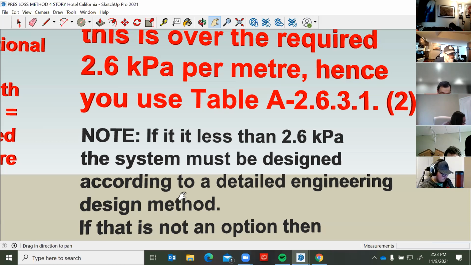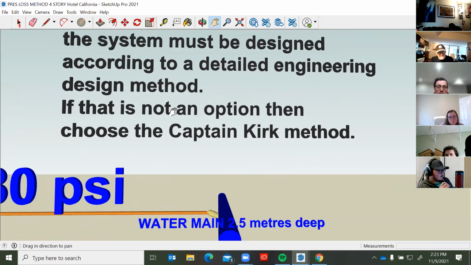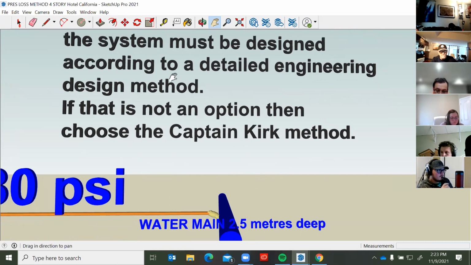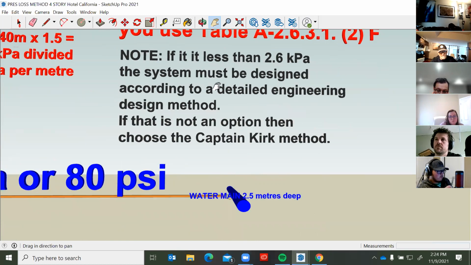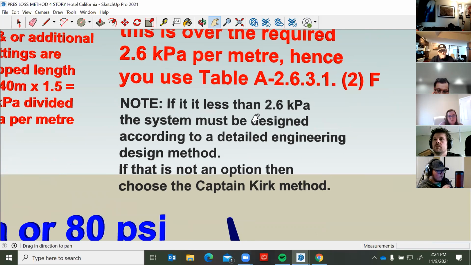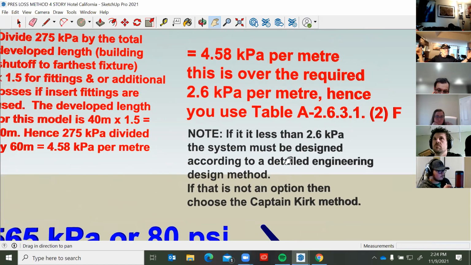less. But guess what? What happens if they don't give you that as an answer? Then this is what you do. If that is not an option, then choose the Captain Kirk method. So what am I talking about? If they don't give you an option of consult a mechanical engineer, what would be another way of figuring it out if it was only 2.5 kPa? Simplified method. Then you go not to the simplified method, you go to the small commercial method. Small commercial, small commercial. Right?